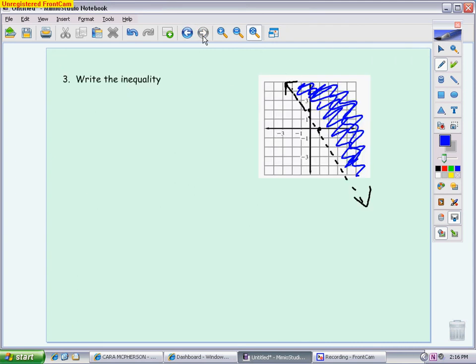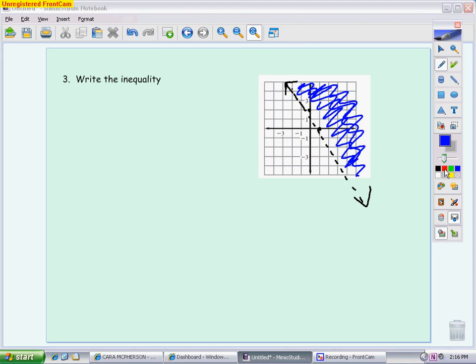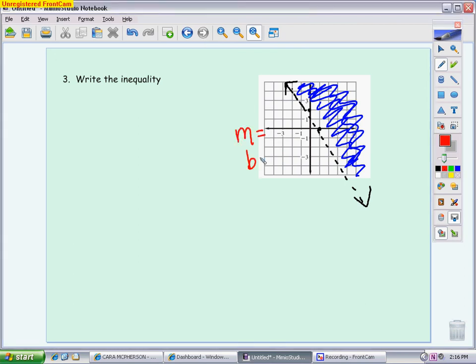Last one is an inequality writing. So you can see the inequality. These stick out a little bit more because you have shading. You also have dotted or solid boundary lines. So you have a couple decisions you have to make here. You still want to do these the same way, more like the piecewise ones, where the first thing you want to identify is what's the slope and what's the y-intercept.